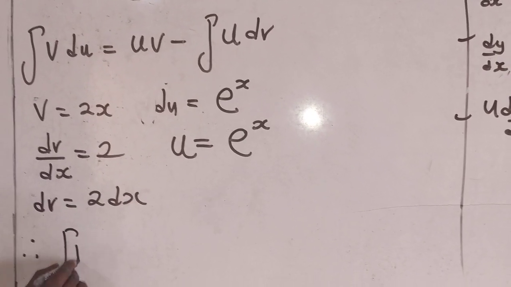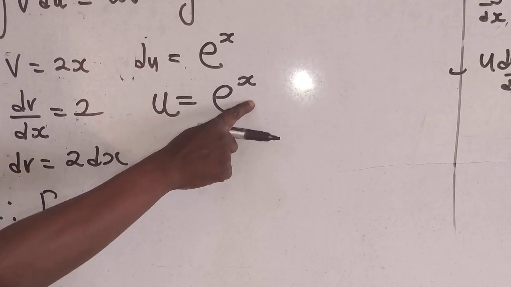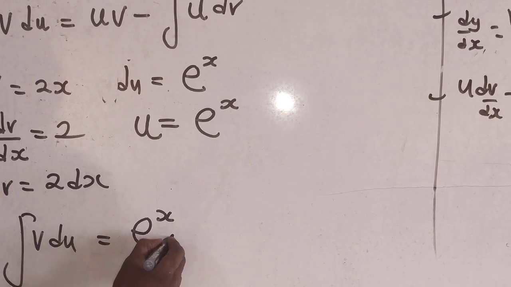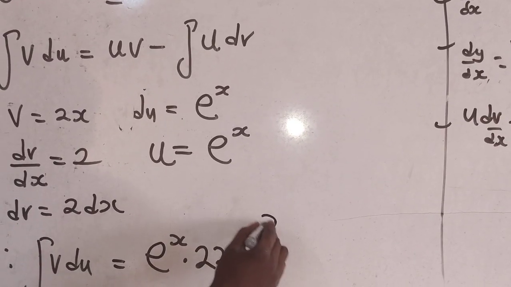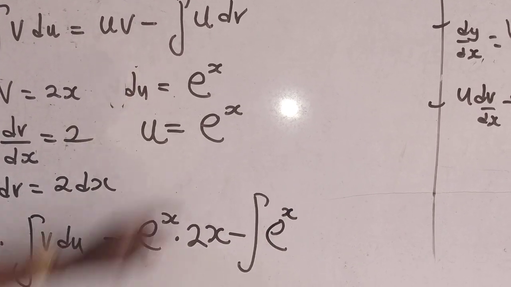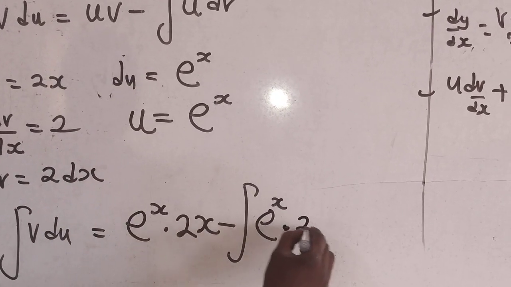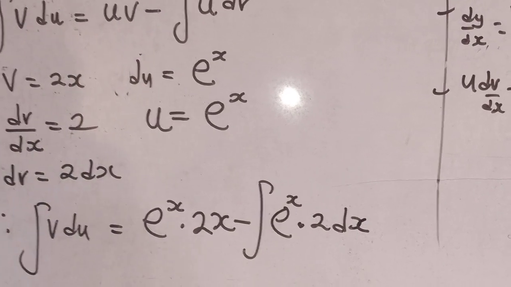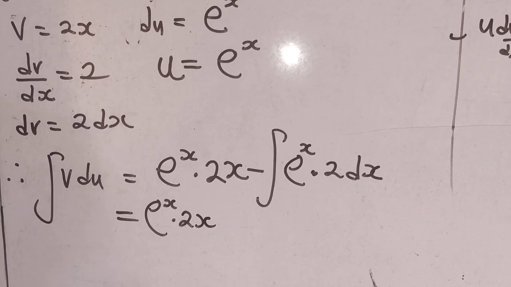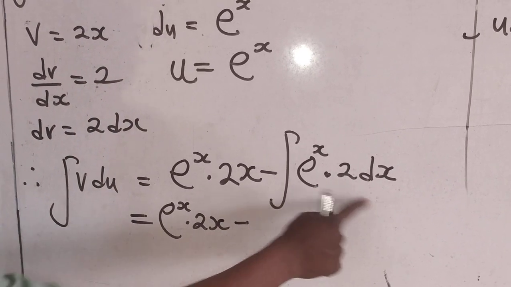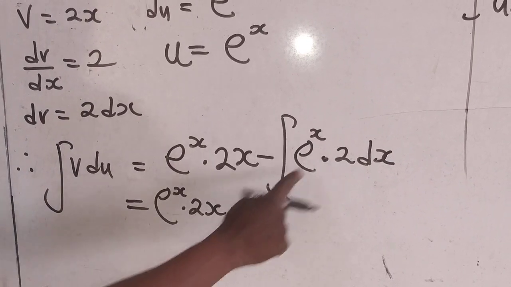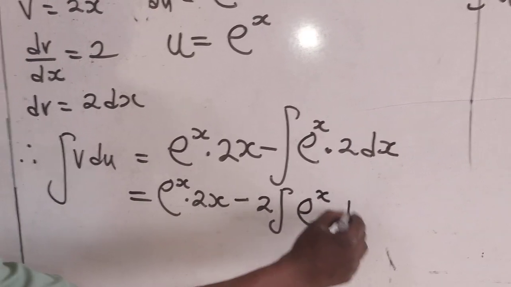So therefore the integral of v du equals, what is my u? e raised to power x. That is u. What is my v? v is 2x, then minus the integral of u, which is e raised to power x, multiplied by dv, which is 2 dx. So here the whole of this equals e raised to power x multiplied by 2x, minus, before I integrate this one, you need to bring out these two, so that it will be easy to integrate. So it will be 2, then the integral of e raised to power x, then dx.